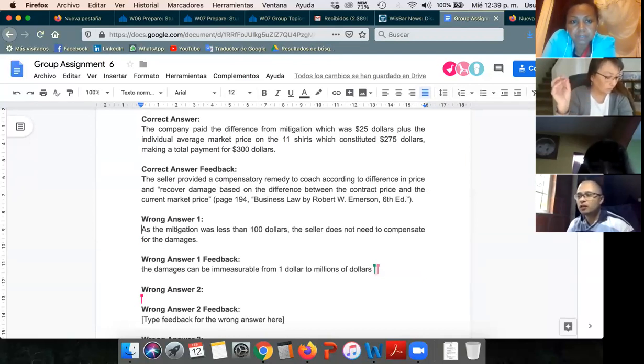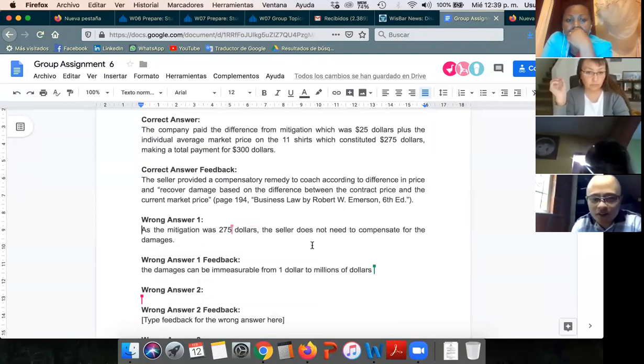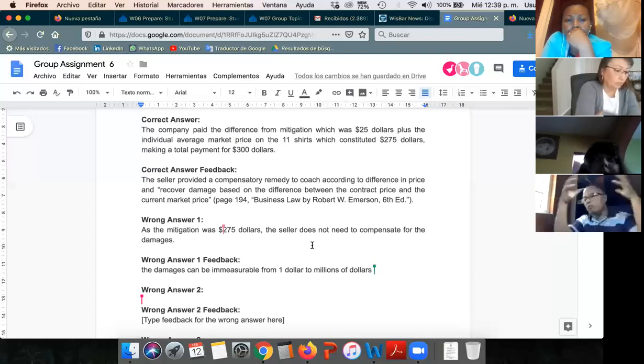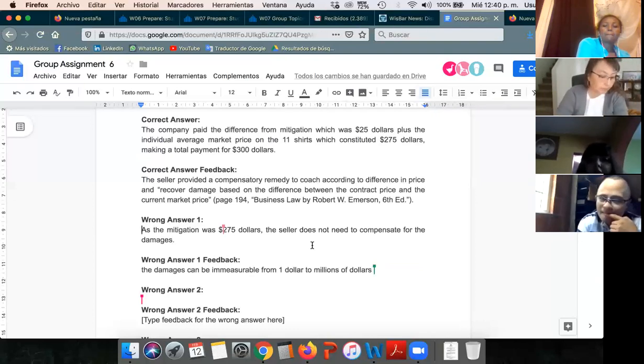And this mitigation was $275. It wasn't less than $100. The mitigation was how much? 275. I think that $25. No, that's mitigation. But they pay 275. Mitigation can be made by the wrong seller and by buying the stuff from another seller. So there are two types of mitigation. Well, it's not mitigation from the seller, it's compensation. It's called compensation from the seller, and mitigation if you fail me and I go somewhere else to buy it. That's mitigation.